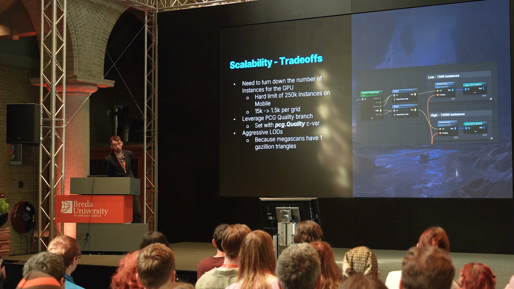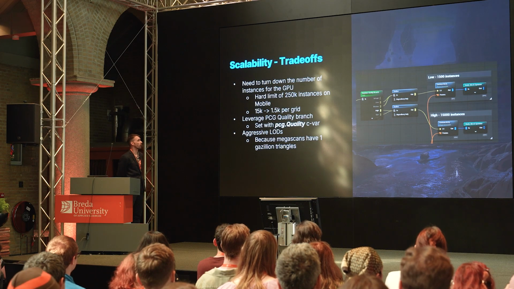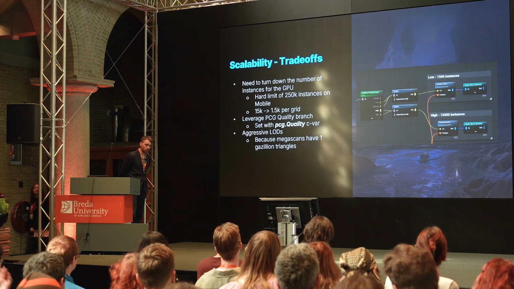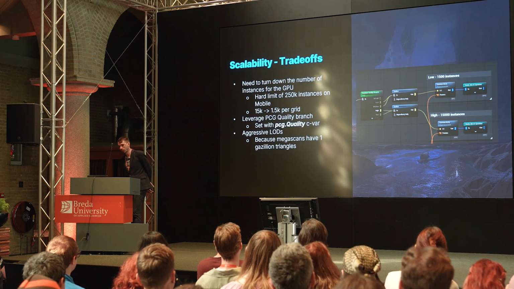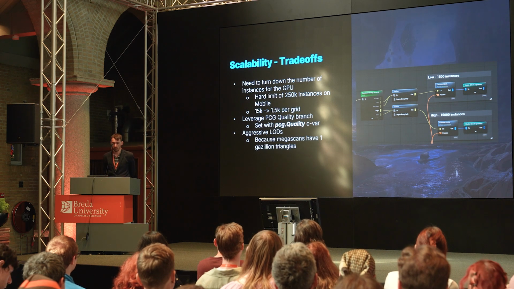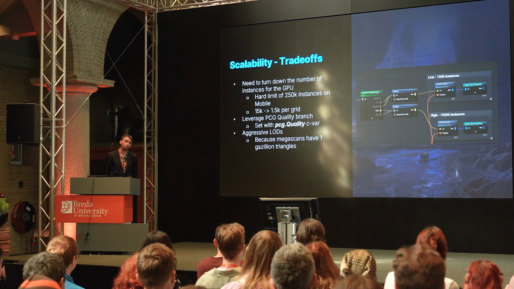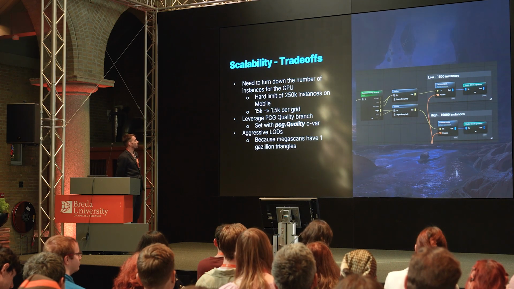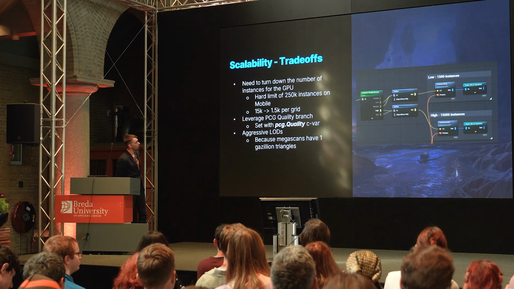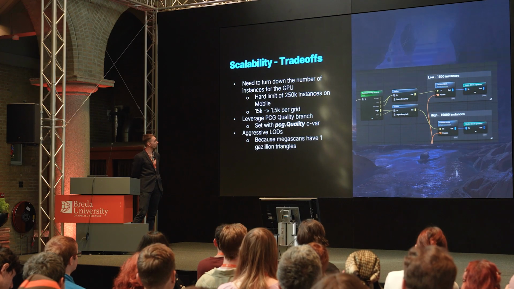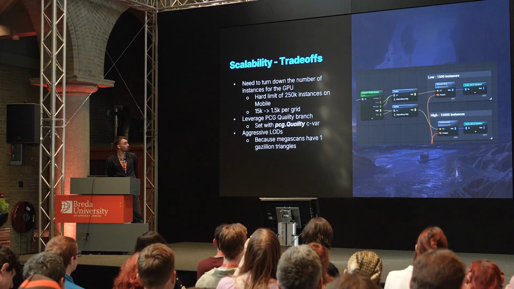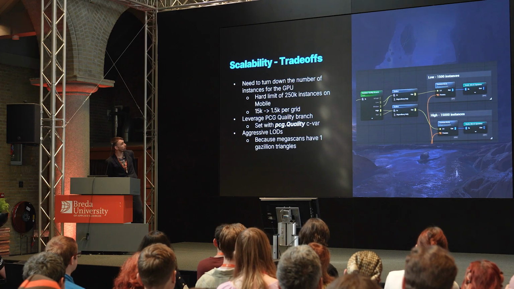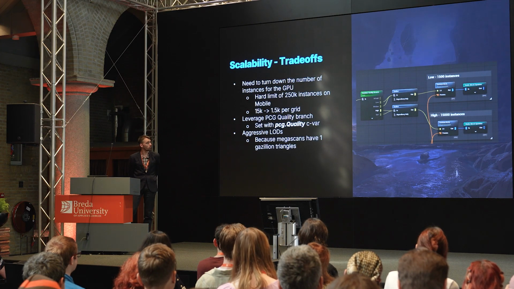So of course we have a lot of trade-offs to run on mobile. We need to scale down the number of instances we push to the GPU. There is a hard limit on mobile. If I remember correctly, it's 250K instances. If you go past that, it will just crash. So we had to reduce the number of points we are pushing to the GPU from 15K per grid to 1.5K. And to do that, we can leverage the PCG quality branch node.